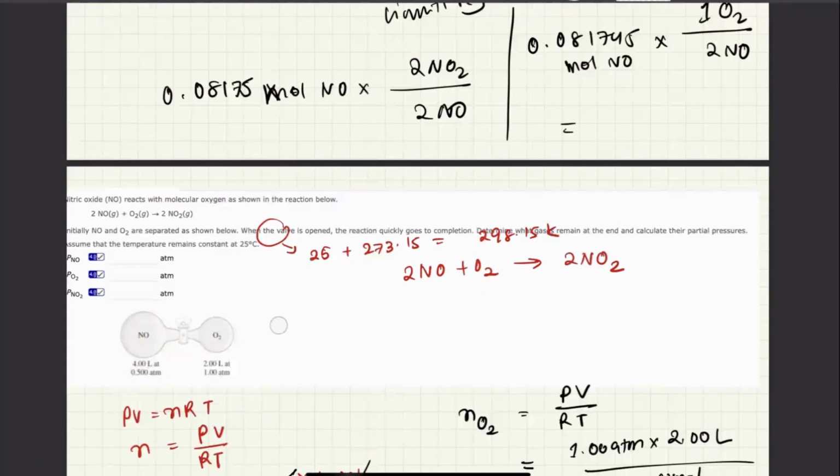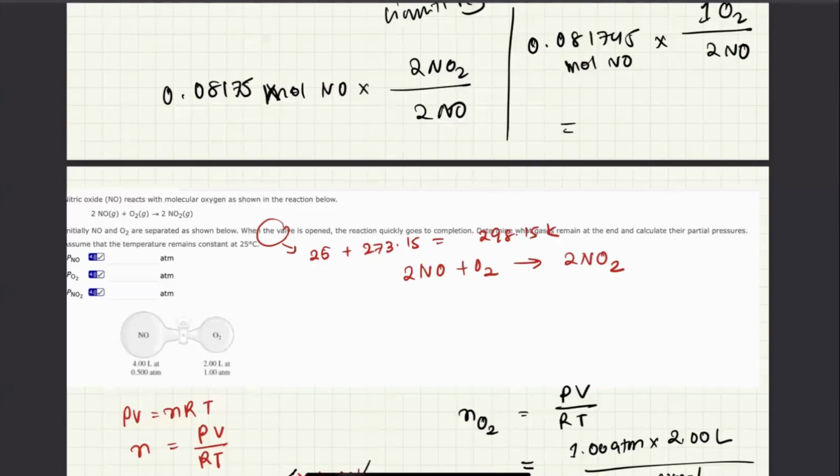Okay, why am I using the ideal gas law here and not the Dalton's law? That's a good question. Because the volume here is going to be constant. Because the volume is constant, it's not going to change, right? Unlike in Dalton's law, it might change. Because the volume is constant here, we can use what? PV equals to nRT.